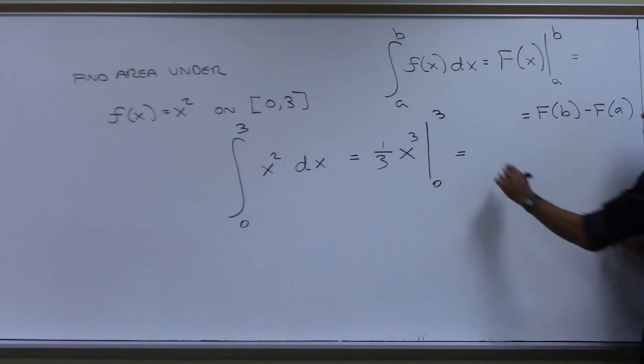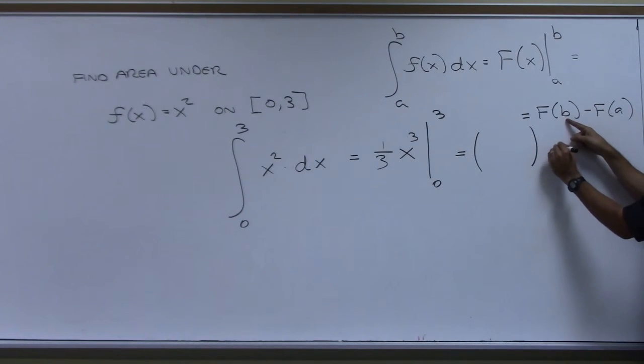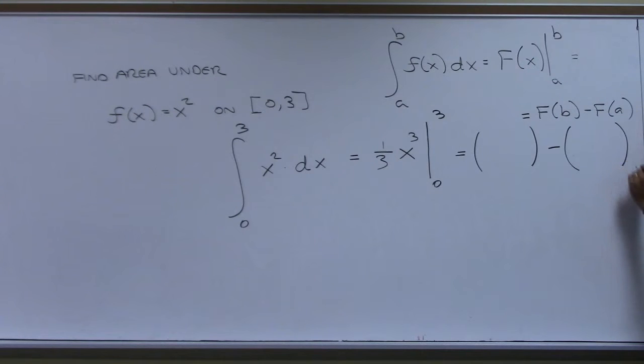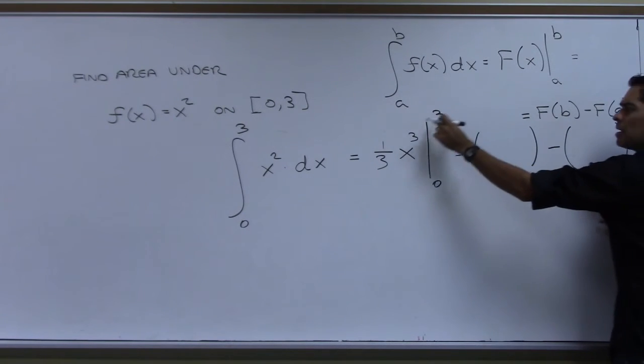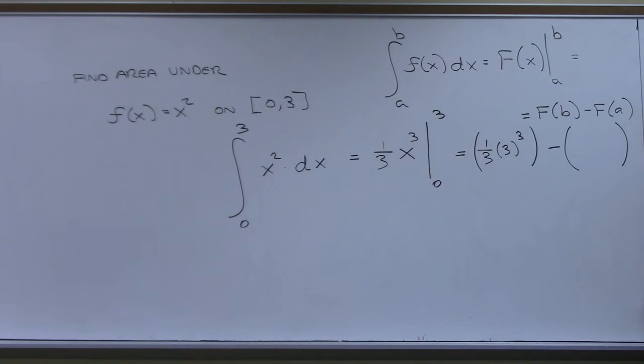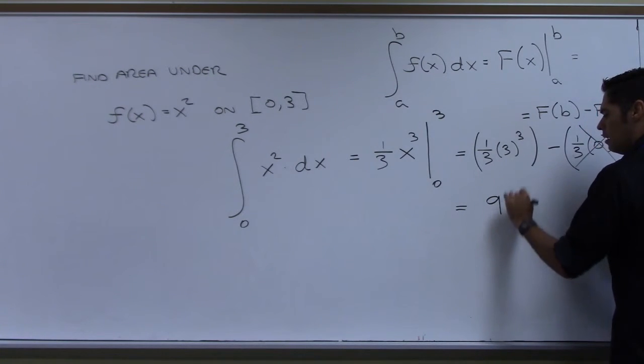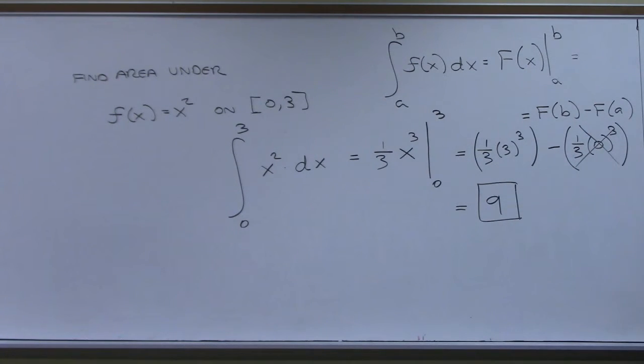3. So what I'm going to do now is set up a set of parentheses. That's for this one. Then I'm going to subtract from that this one, capital F of a. So I plug 3 into here. I get 1/3 times 3 cubed minus, the next one will be 1/3 times what? 0 cubed. And this goes away. And what's 3 cubed? 27 divided by 3? 9. And that's it, right? That's it.